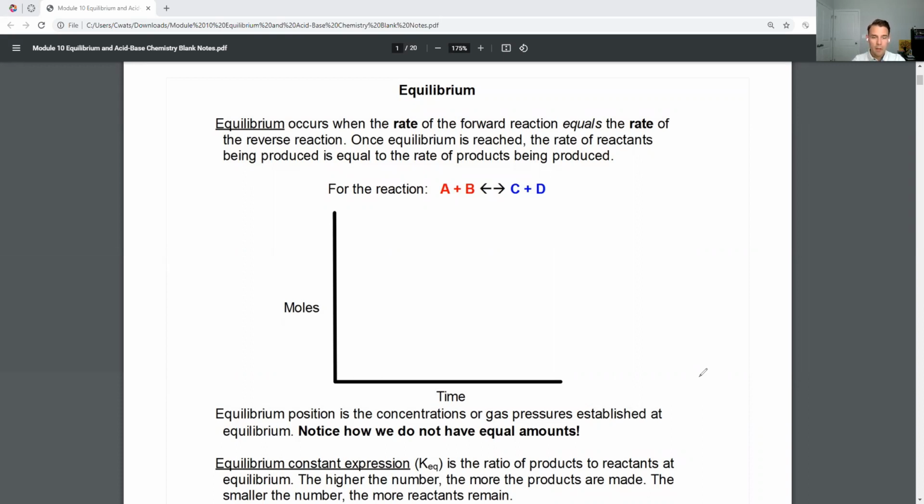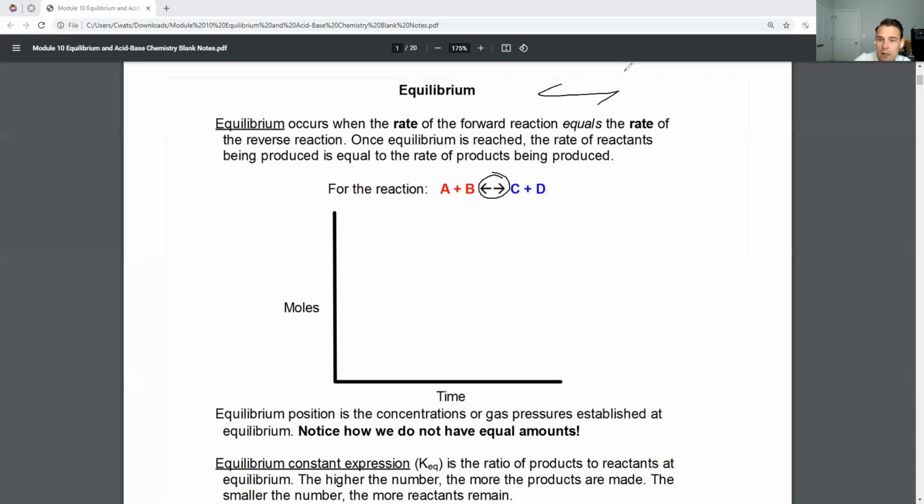So equilibrium occurs when the rate of the forward reaction equals the rate of the reverse reaction. Once equilibrium is reached, the rate of reactants being produced is equal to the rate of products being produced. So in equilibrium, something that's super important to understand is that we are now seeing a double-sided arrow.